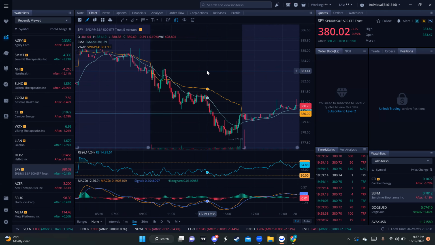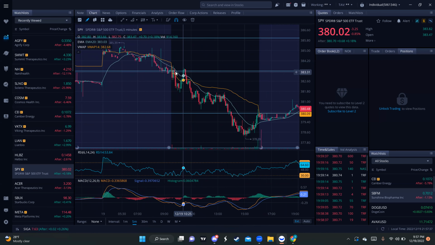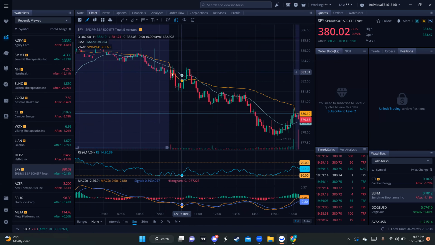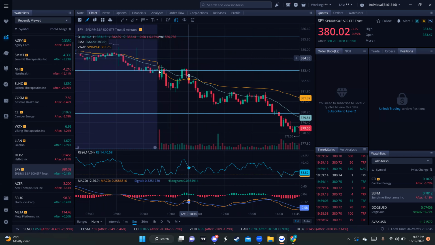It was at 383.41. I gave you guys the level. So once you break the level, you guys can see at market opening, it was a little bit indecisive, right? It was still going between the line, touching the 20MA, etc.